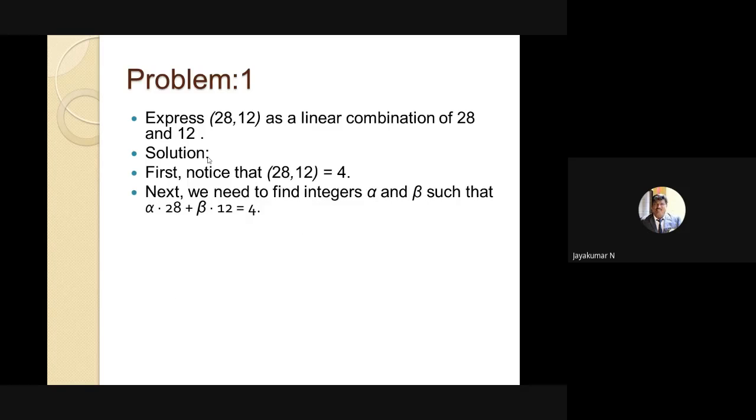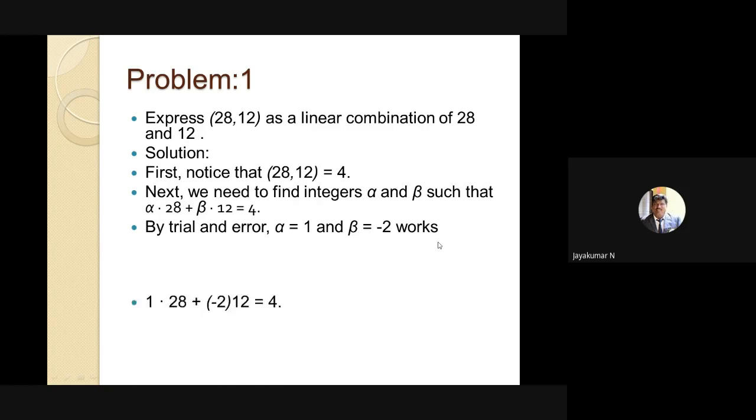Now I have to represent 4 as a linear combination of 28 and 12. Next we need to find integers alpha and beta such that alpha into 28 plus beta into 12 is equal to 4. Definitely such alpha and beta exist. By trial and error method, easily you can find alpha equal to 1, beta equal to minus 2. So 28 minus 24 becomes 4. 1 into 28 minus 2 into 12 is equal to 4.